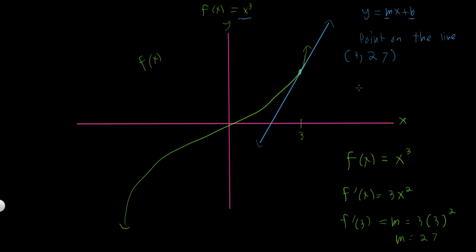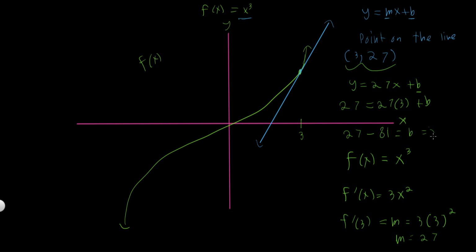Now we need to just find the b value. So let's plug this in. We have y is equal to 27x plus b. And the way we can find this b value is we can use this point that we initially had. We can plug the values in and find our b value. We know that y is 27 when x is 3. So 27 is equal to 27 times 3 plus b. So we can subtract, let's see, 27 times 3, I believe that's 81. So we get 27 minus 81 is equal to b.